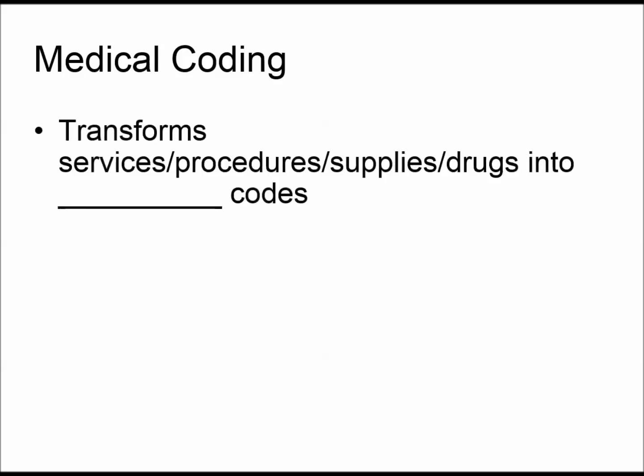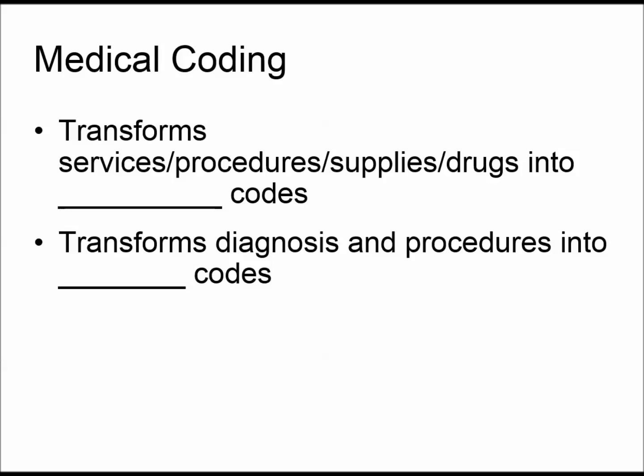Now, medical coding is where we are going to transform services or procedures or slides or even drugs into what is known as CPT or HCPCS codes, and we'll cover HCPCS more thoroughly at the end of this chapter. But HCPCS is short for Level 2 National Codes, the Healthcare Common Procedure Coding System, which is set up by CMS or the Medicare. Medical coding also transforms diagnosis and procedures into diagnosis codes.